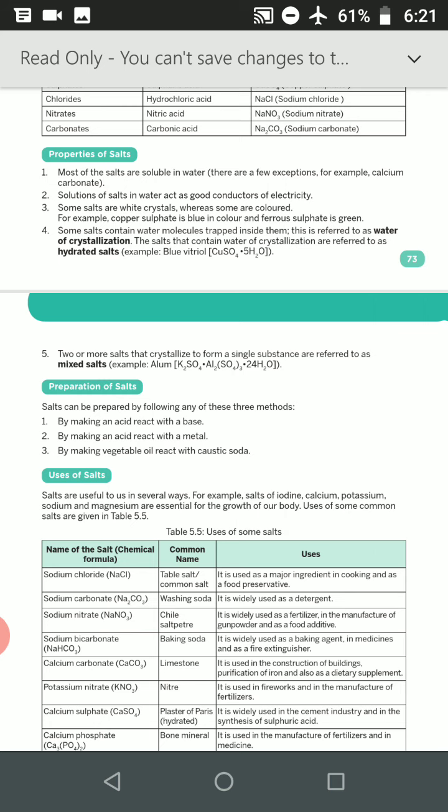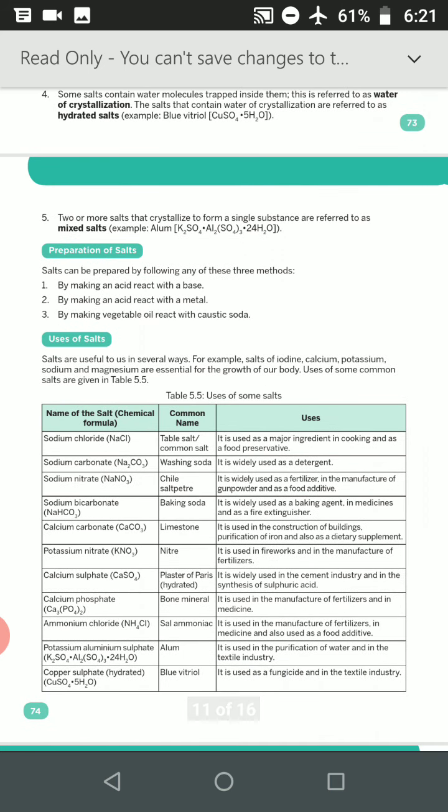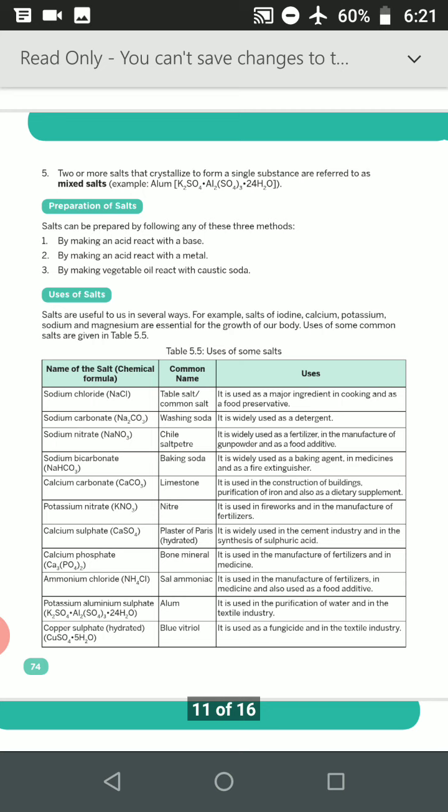Next, uses of salts. In the table, we have given different salts, their chemical names along with the chemical formula, common names and uses. First one is sodium chloride. The formula is NaCl and it is also called common salt or table salt. It is the active ingredient in cooking and a food preservative. Next, sodium carbonate is washing soda, Na2CO3. It is used in detergent. See, washing soda indicates it is used in detergent.